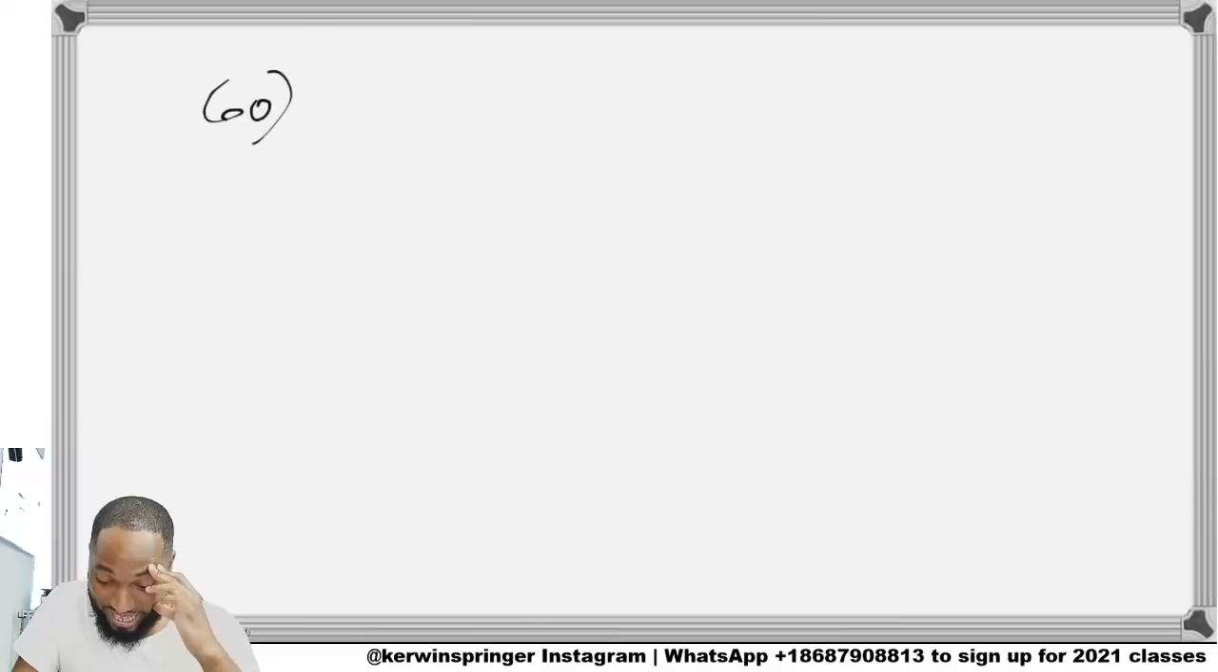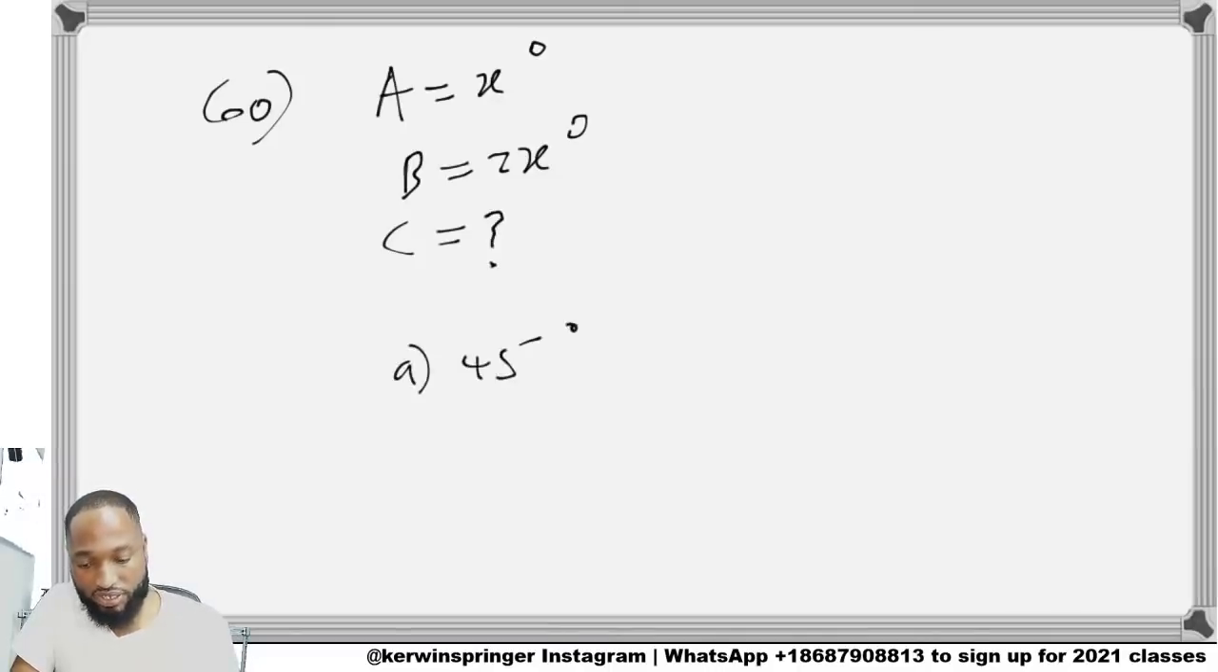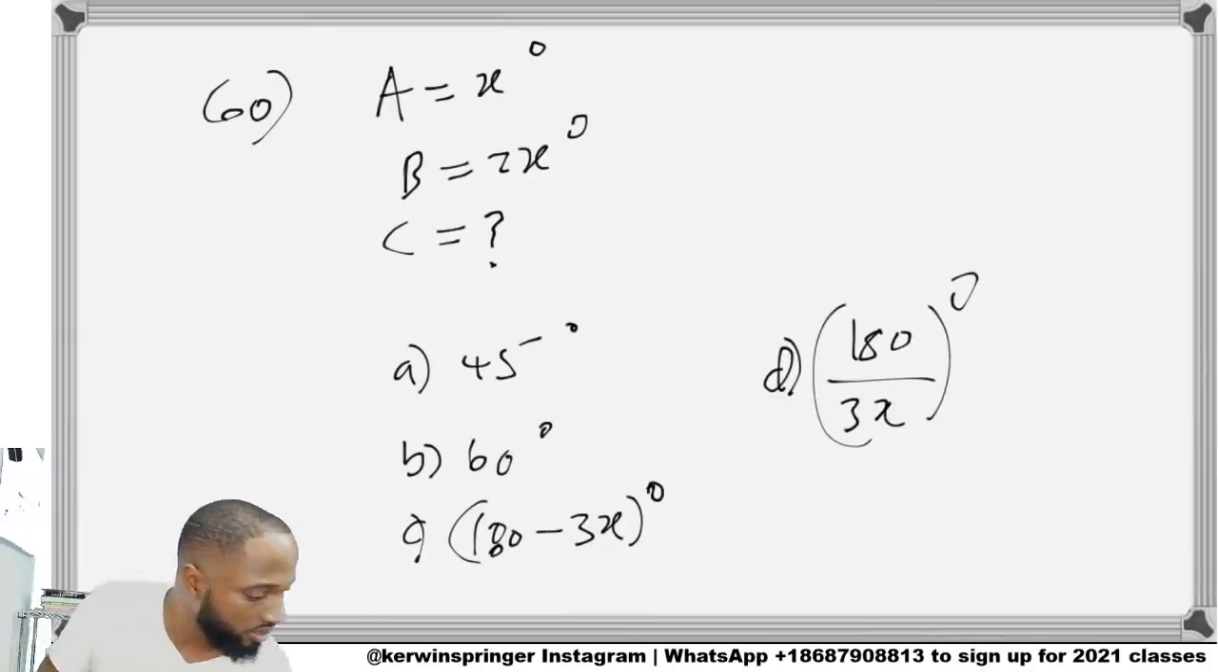In a triangle ABC, angle A is equal to x degrees, angle B is equal to 2x degrees. What is the size of angle C? Okay, and then they give me answers. A, 45 degrees. B, 473. C, 180 minus 3x. Subtract 3x. This looks tempting, eh? Yeah, that looks good to me. D, 180 divided by 3x degrees.